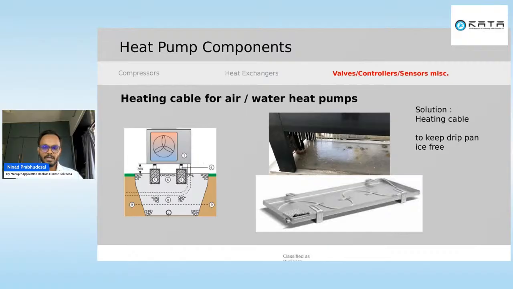Then there are a few heating cables which you can use in lower ambient temperatures to avoid any kind of freezing on the evaporator side, because condensation happens due to lower temperatures on the evaporator side, and then probably the droplets can go into the pan and get frozen over there. So that's why electrical heating cables are available, which can be used in lower ambient applications.